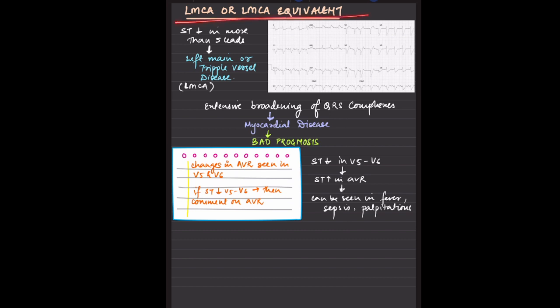So LMCA or LMCA equivalent, why is it important? Whenever there are elevations which are occurring in more than that of the 5 Ds, that is very, very dangerous. There will be extensive broadening of the QRS complex along with it, and that has a bad prognosis, and that denotes triple vessel disease.